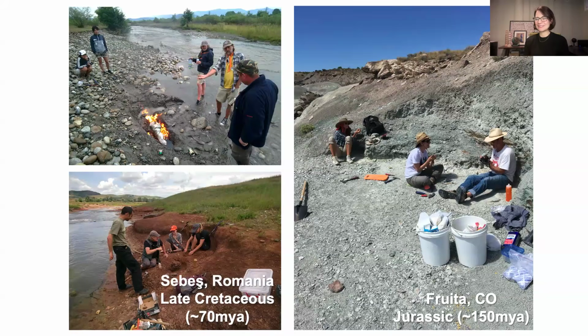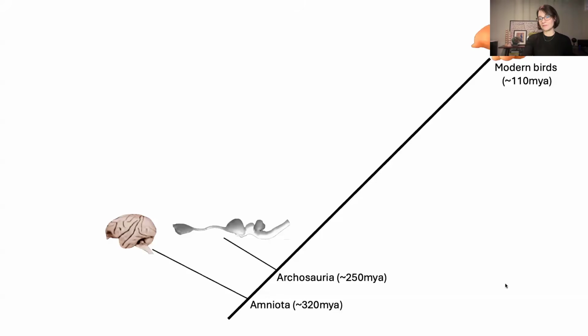And this is an amazing locality too, because instead of finding these big dinosaurs, we're finding very small animals like lizards and small mammals, and little small crocodilians as well. So it's a really unique locality. But it's this type of field work that really helps us fill out this evolutionary tree.